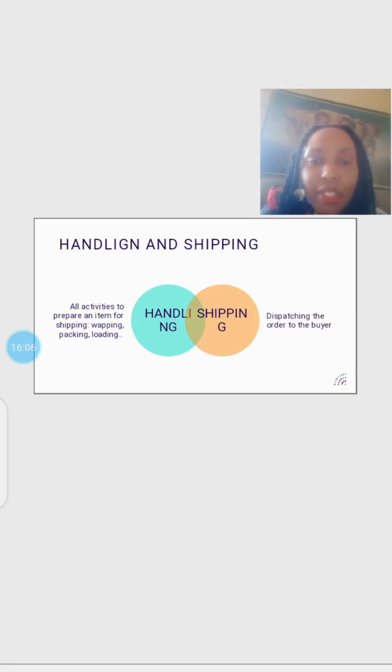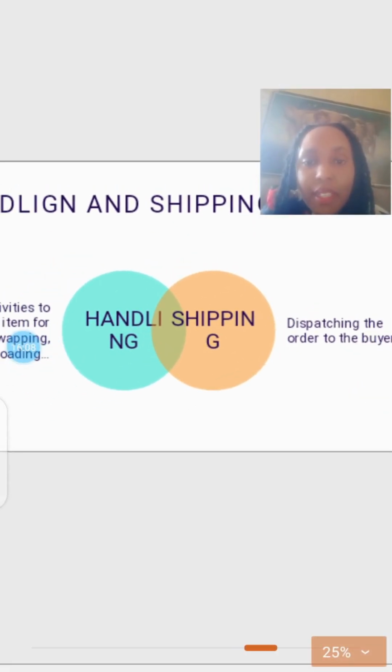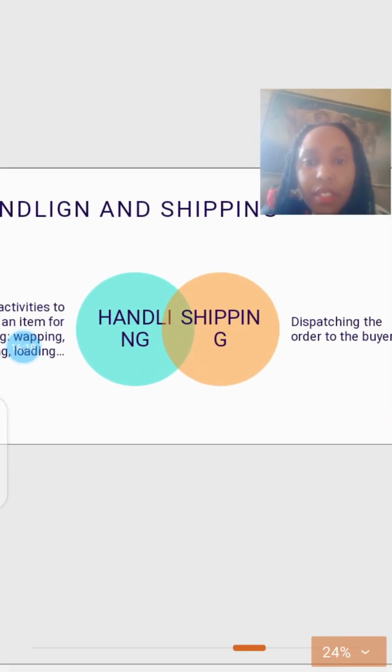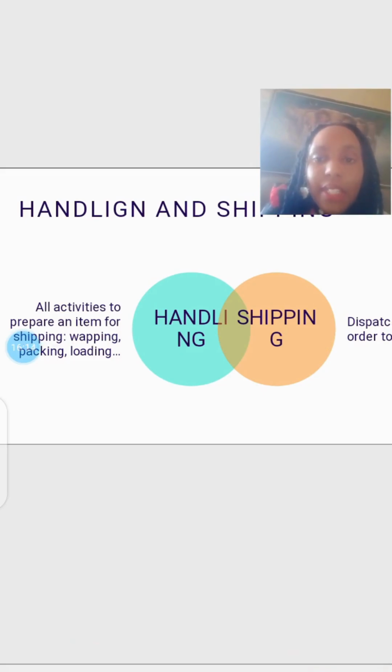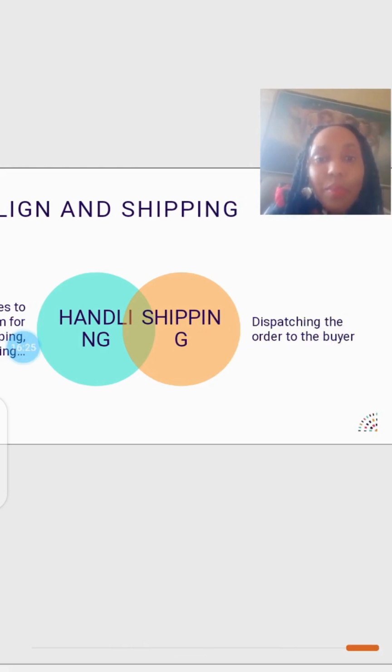I hope you can see my screen. Right, so handling is the activities you do to prepare an item for shipping: wrapping, packing, and loading. That is what handling is about. Then shipping is the actual dispatching to the buyer.